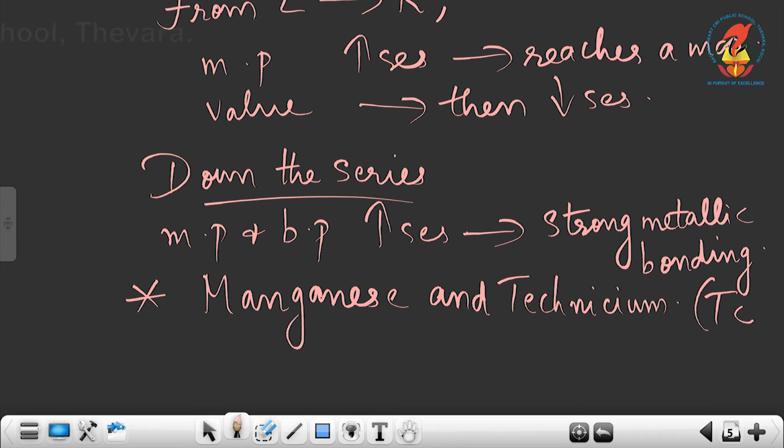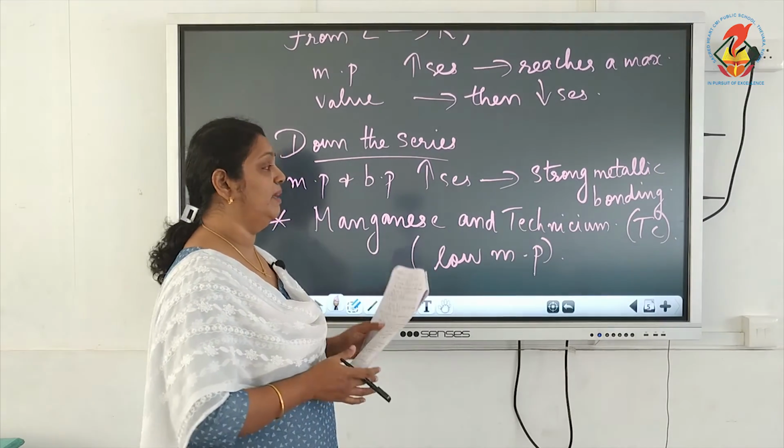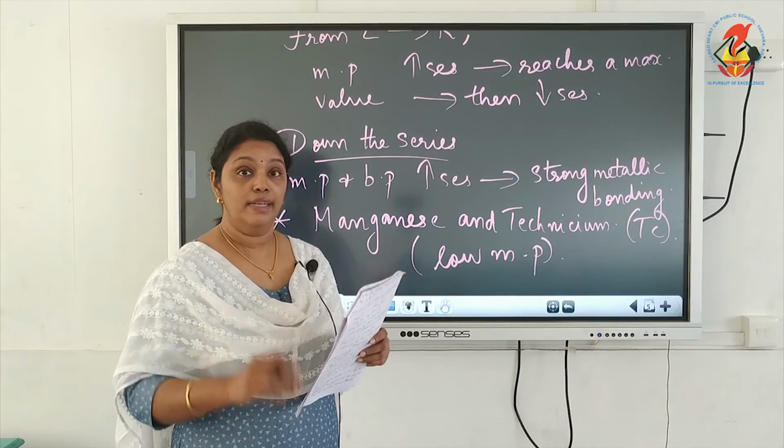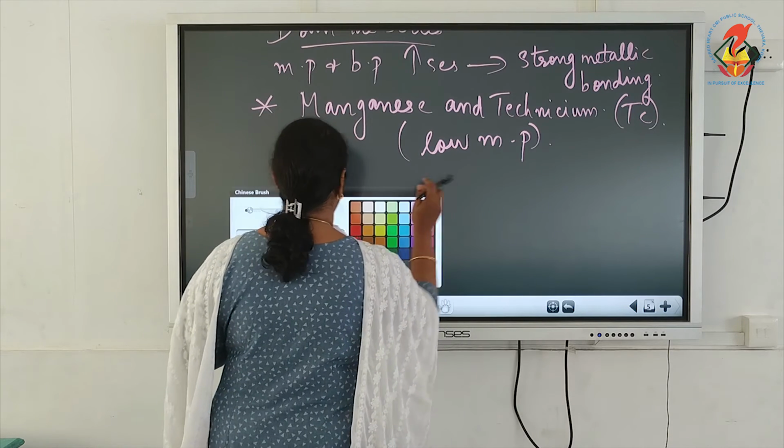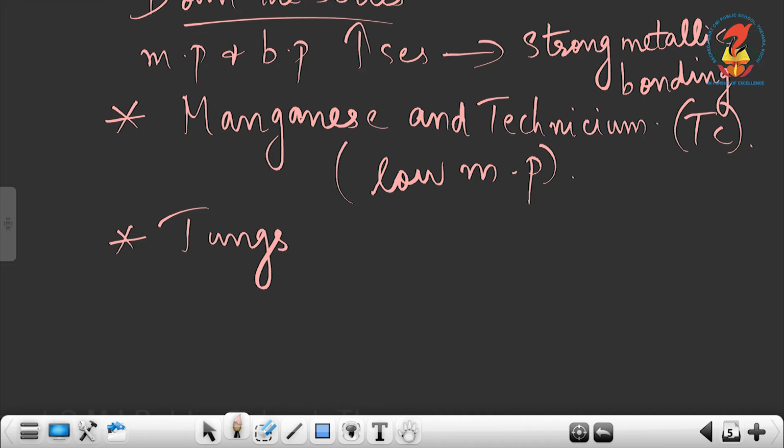Technetium symbol is Tc. So manganese, you know, there are 5 unpaired electrons in the d orbital of manganese, but this manganese and technetium, they have low melting point. So these are two elements that show anomalous behavior in melting point, manganese and technetium. Now in the transition elements we have the tungsten. Tungsten, whose symbol is W, which has the maximum melting point. So the element with maximum melting point in the transition series is tungsten.